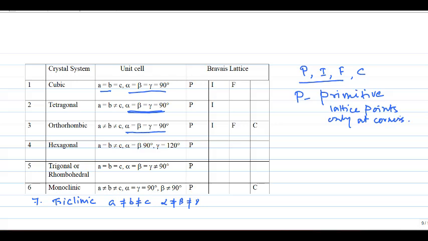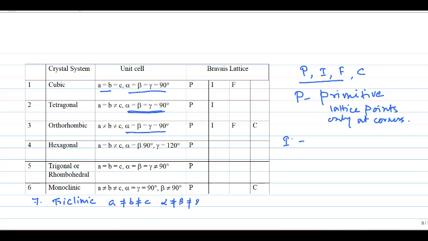But we have seen that there could also be lattice space arrangements of points wherein you also have points apart from corners, in other positions, in other lattice points, right? So those are taken care of by the other 3 letters that you see: I, F, and C.